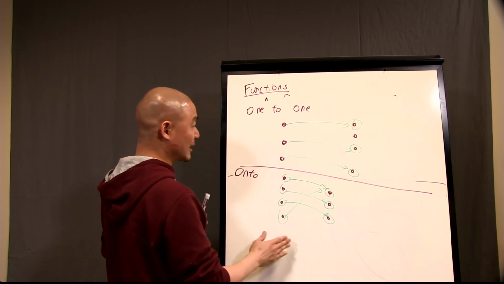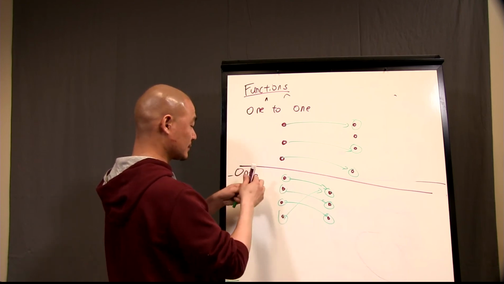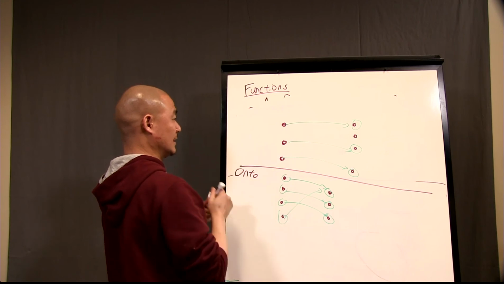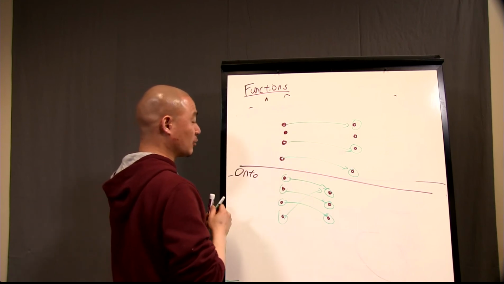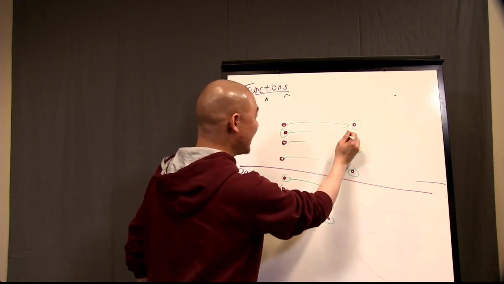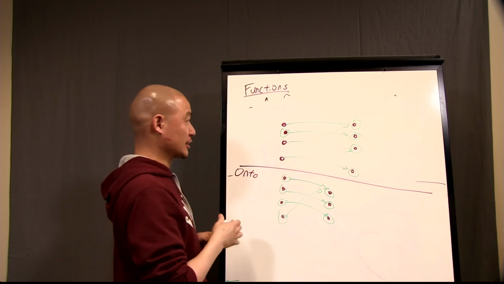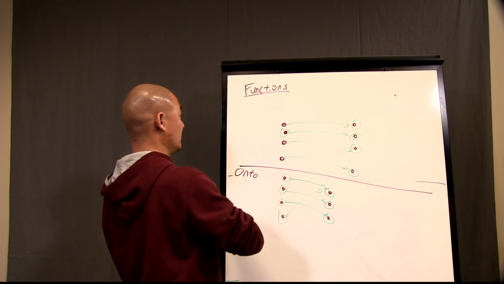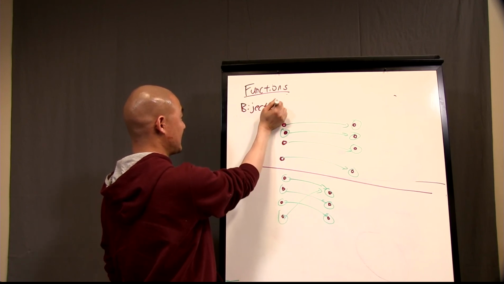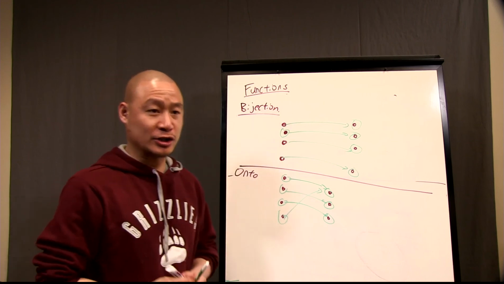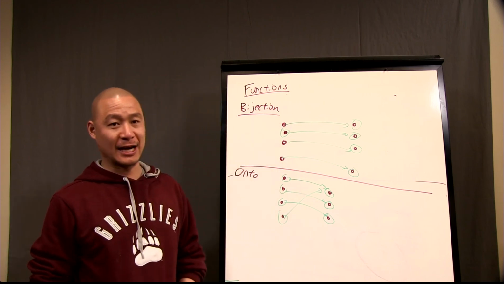And if both things happen, where you have a function that's both 1-to-1 and onto, we call that function a bijection. So those are some special properties that functions can have.